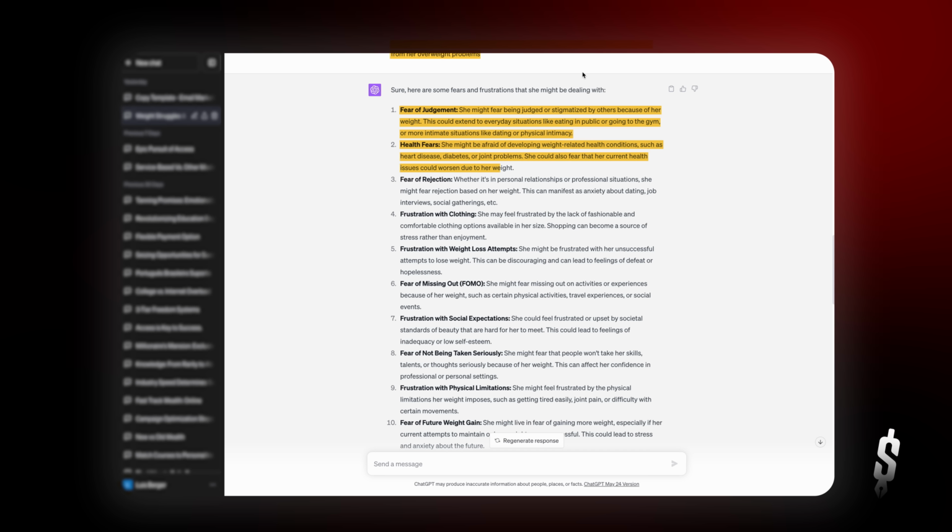Fear of rejection, that's a good one. Whether it's in personal relationships or professional situations, she might feel fear of rejection based on her weight. This can manifest as anxiety about dating, job interviews, social gatherings, etc. Frustration with clothing: she might feel frustrated by the lack of fashionable and comfortable clothing options available for her size. Shopping can become a source of stress rather than enjoyment. That's a very good hook as well. Is shopping a source of stress rather than enjoyment for you? It's a very good hook for an ad or for an email, for example.